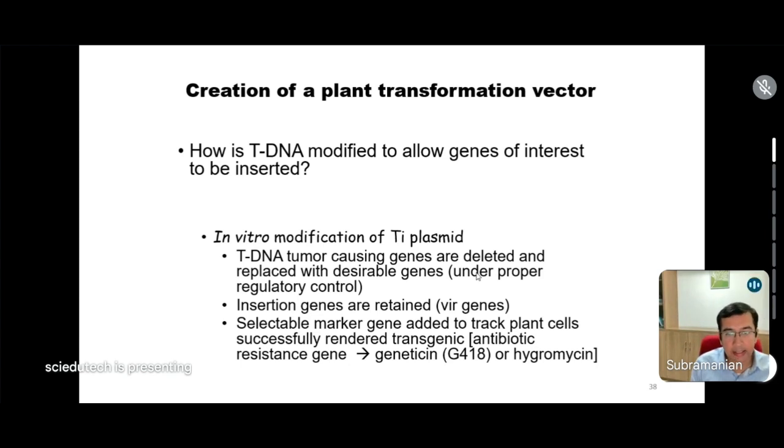And then a selectable marker gene is added, which can help to track plant cells, whether the cells have become transgenic or not. Usually they are genes for antibiotic resistance like gentamicin or hygromycin. Next slide, please.